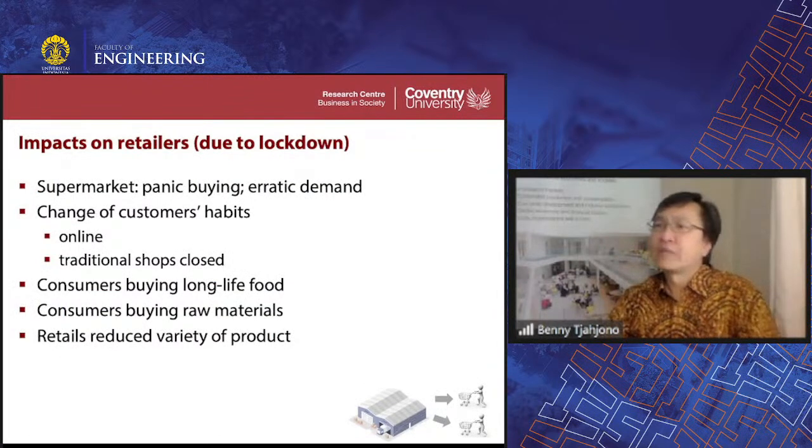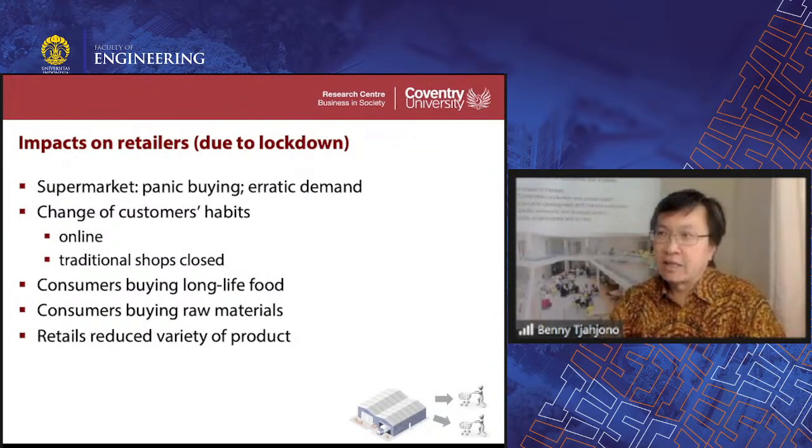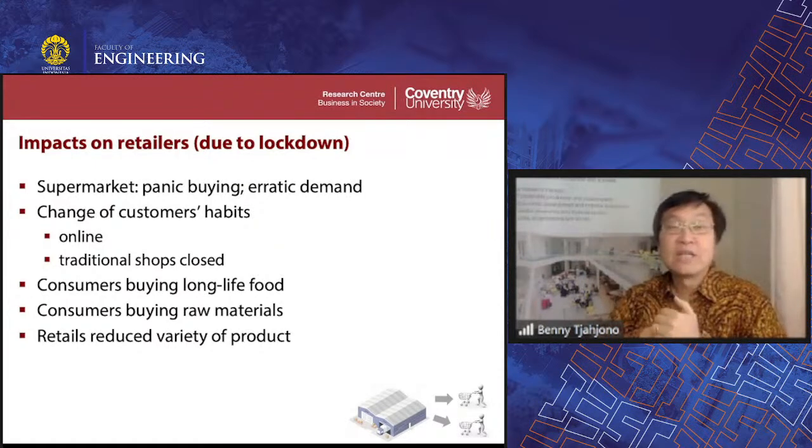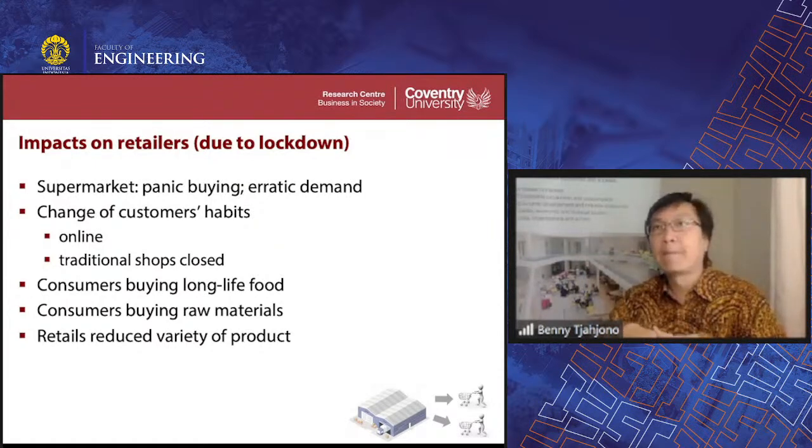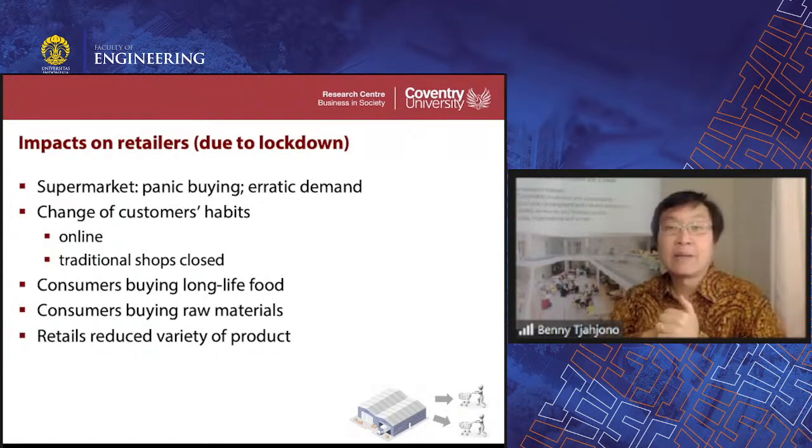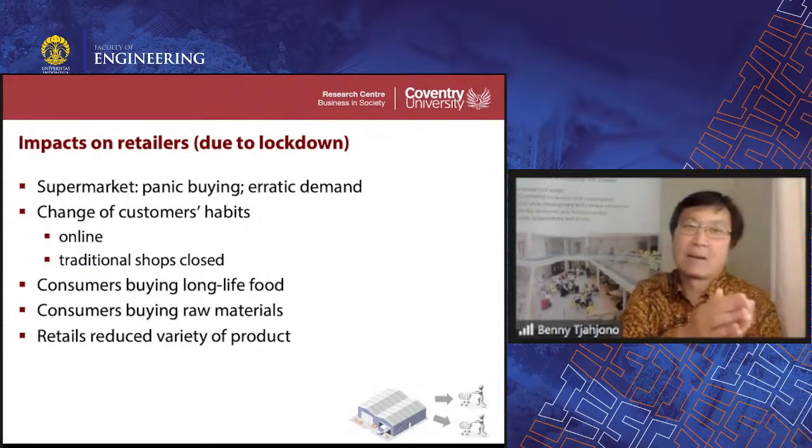So the impact on retailers, obviously, is that customers are panic buying, with erratic demand. Erratic means random. There is a change of customer habits. In addition to going to the supermarkets, they are shopping online. Consumers are buying long life products, food. Consumers are buying raw materials. Retailers reduced the variety of products. So all of these create disturbance to the next part of the supply chain.